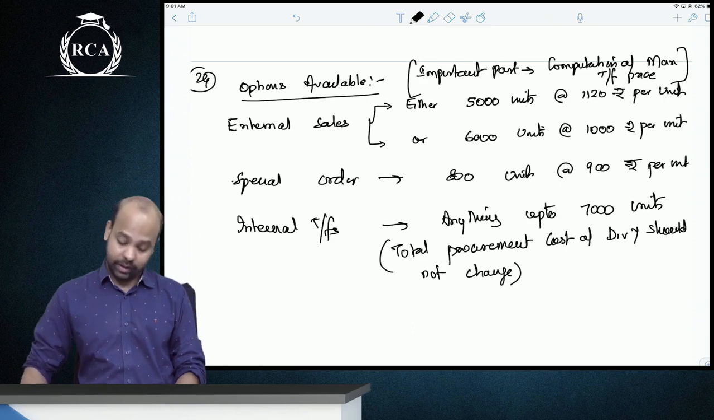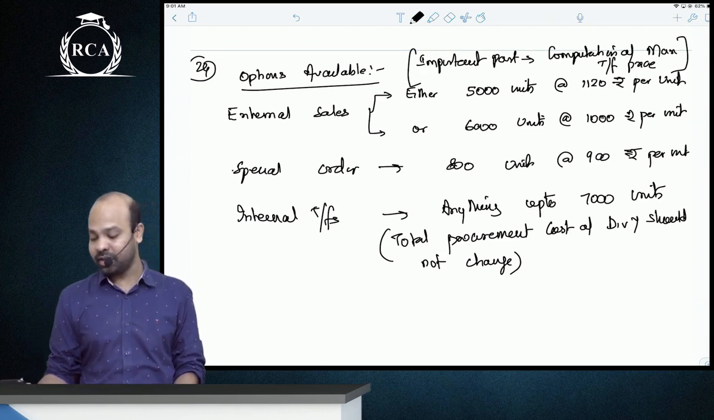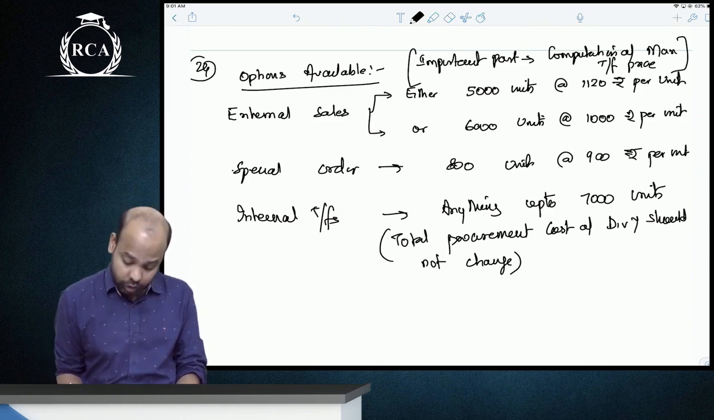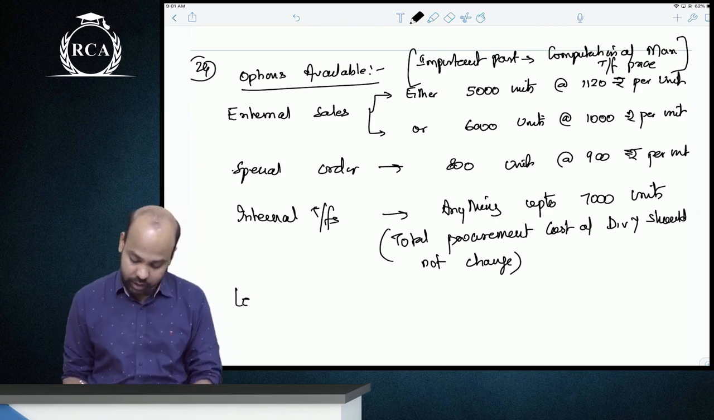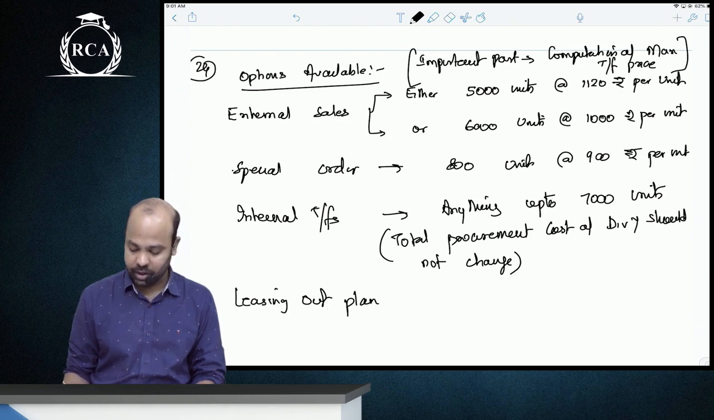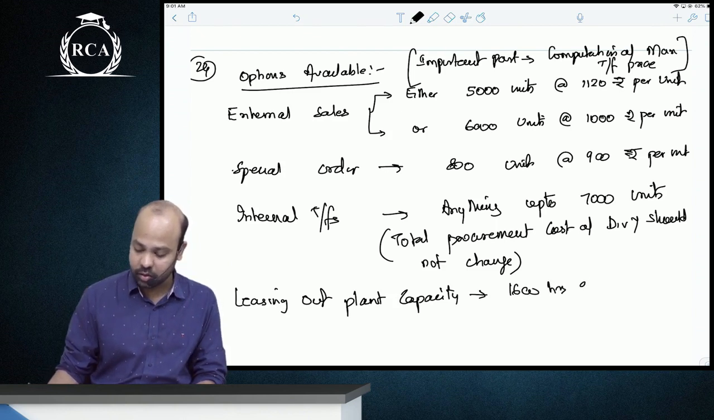Is that understood? Yes, sir. The total procurement cost of division Y as such, beta, should not change. Remember that, guys. How is that to be done? I will tell you, beta, do not worry. We also have an option of leasing out plant capacity, or hiring out. Leasing out plant capacity, guys. We can lease out 1,600 hours at 130 rupees per hour.